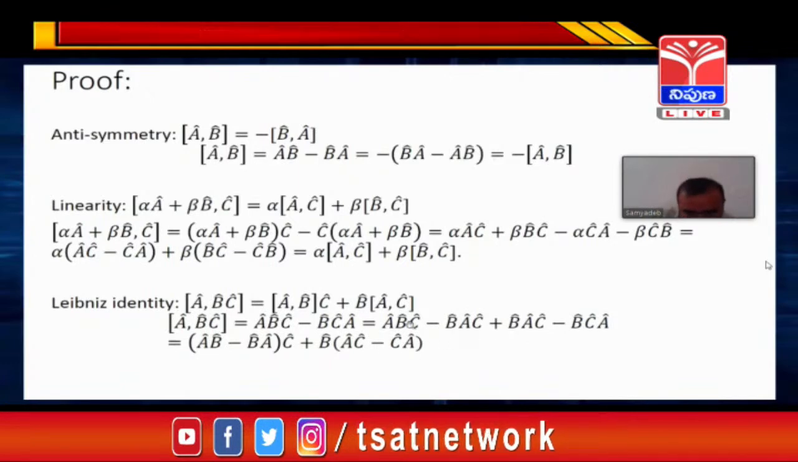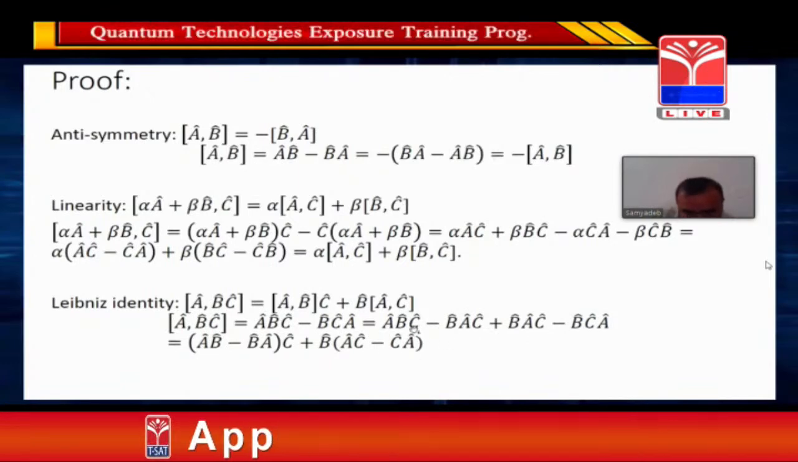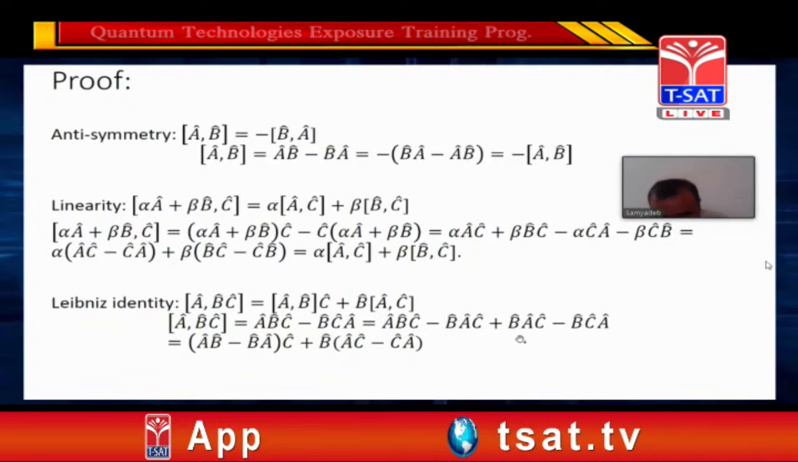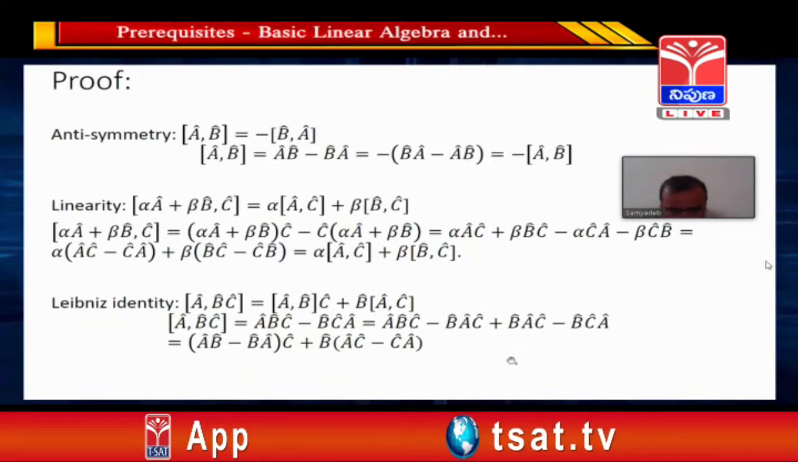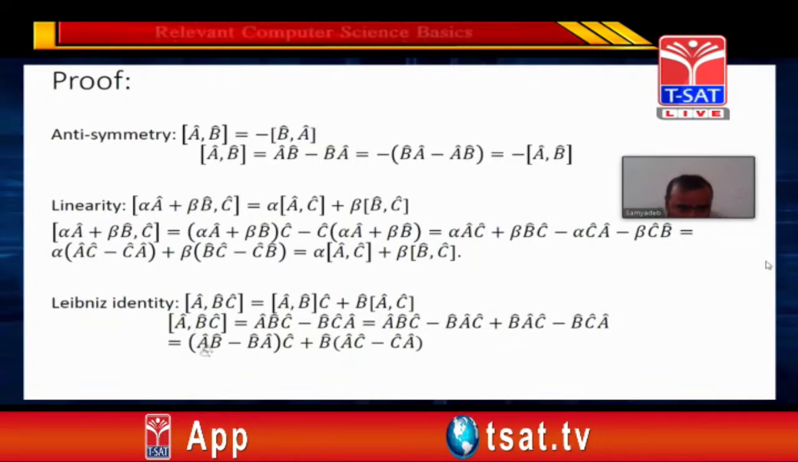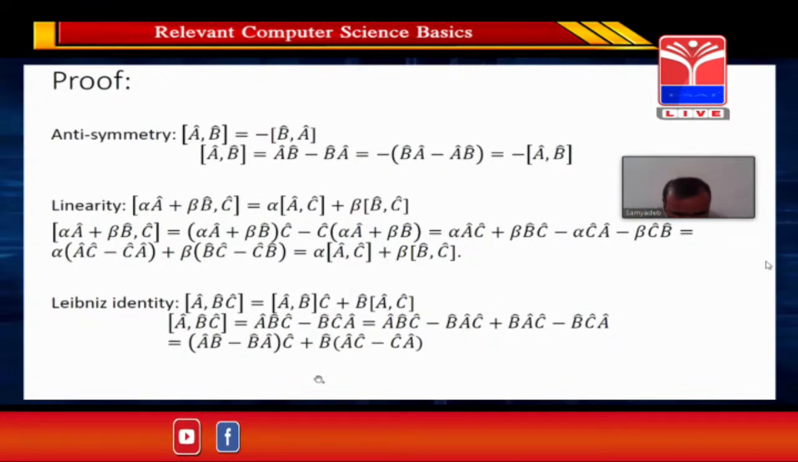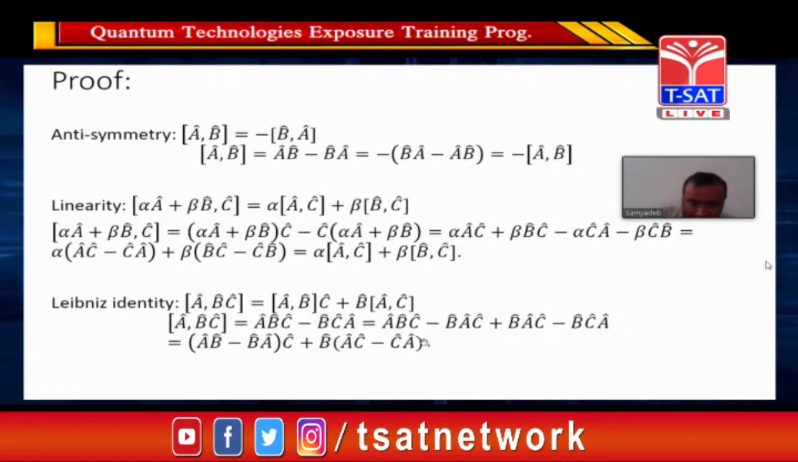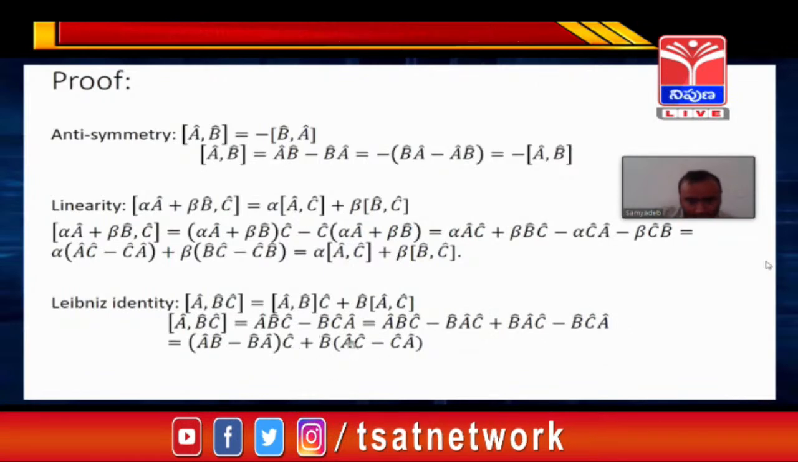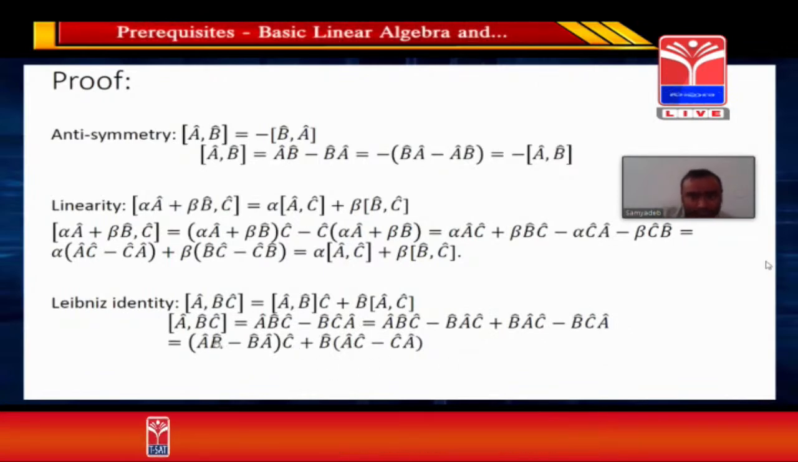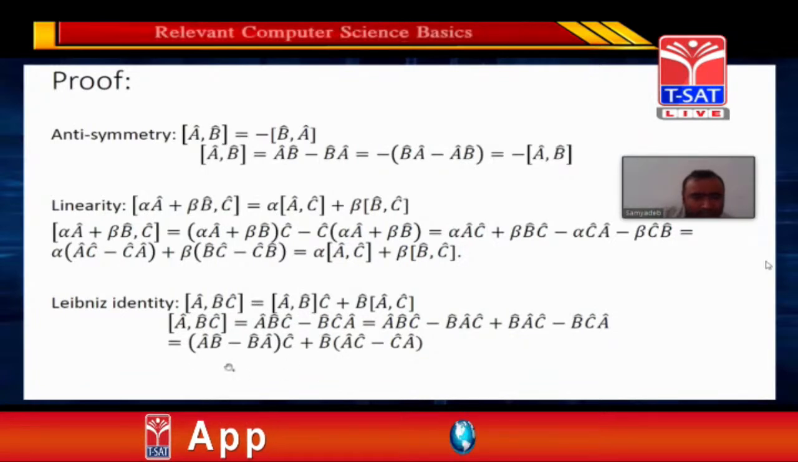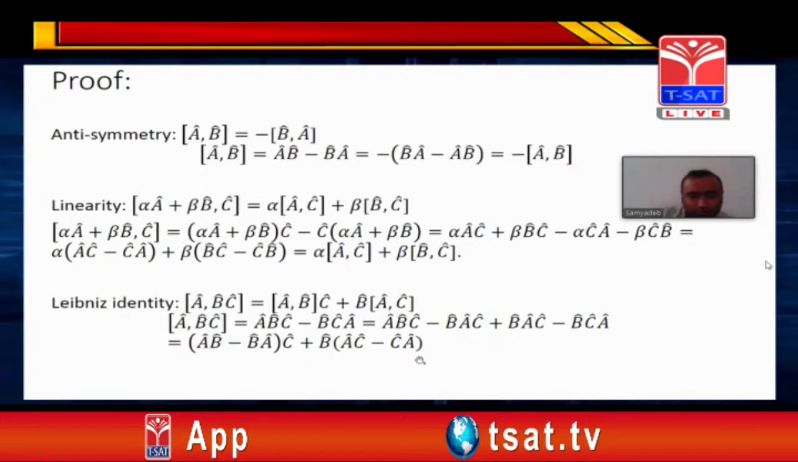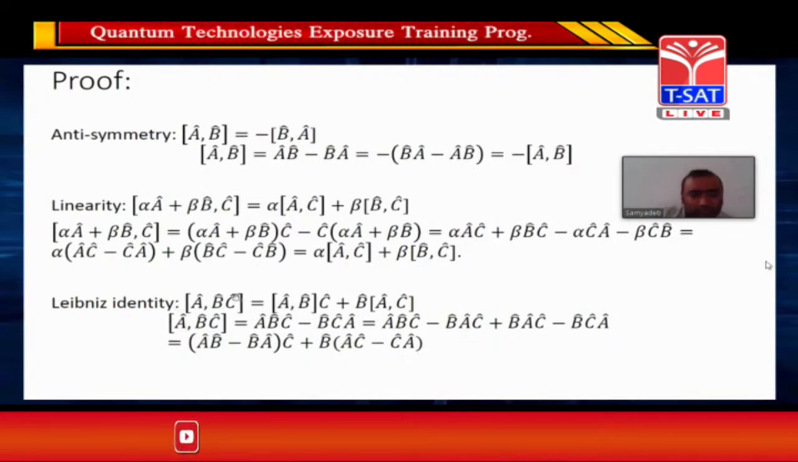Now you see, from the first two terms you can take C common from the right-hand side. So therefore you have AB minus BA into C, and for the last two terms you can take B from the left side. So you have plus B into AC minus CA. So you see, AB minus BA is the commutator of A and B, and AC minus CA is the commutator of A and C. So hence this Leibniz identity is proven.